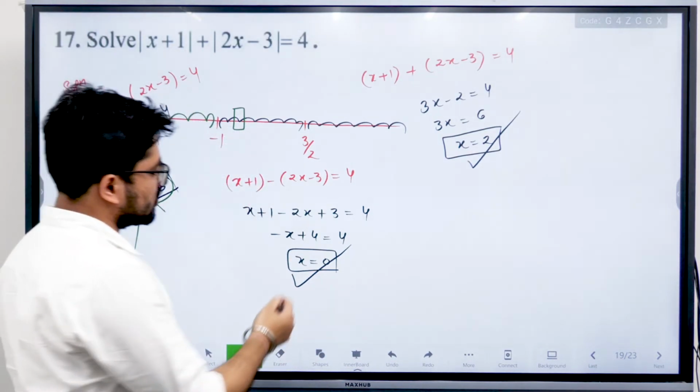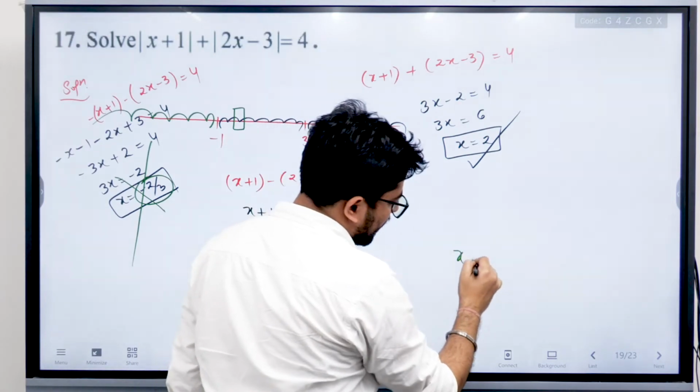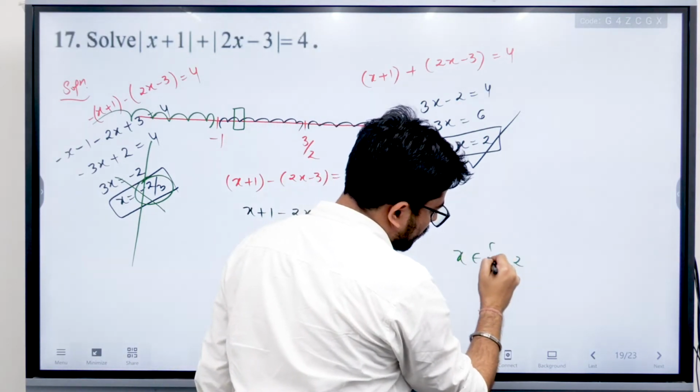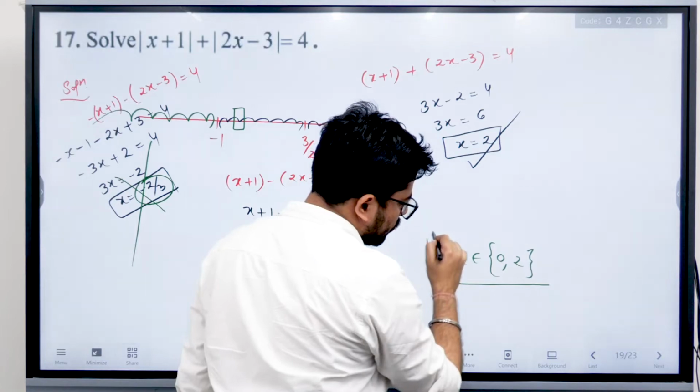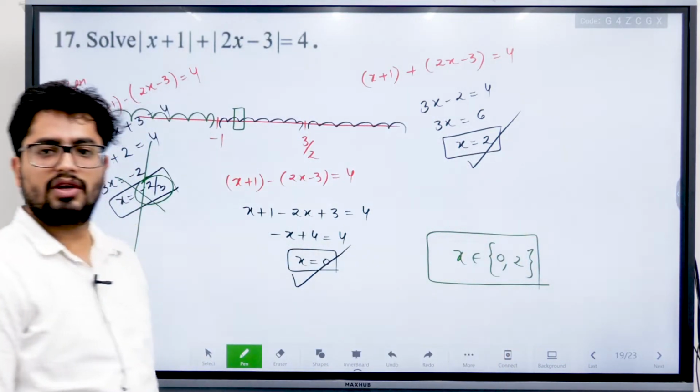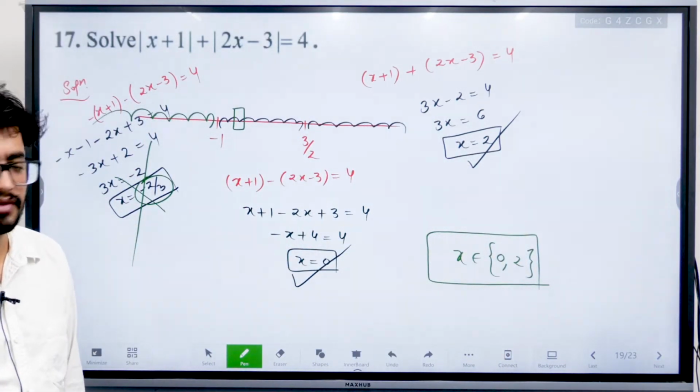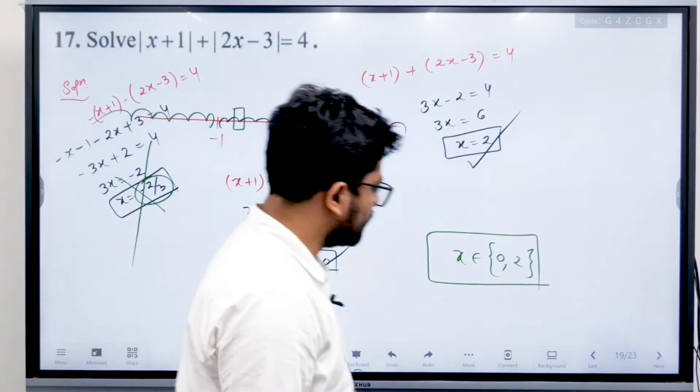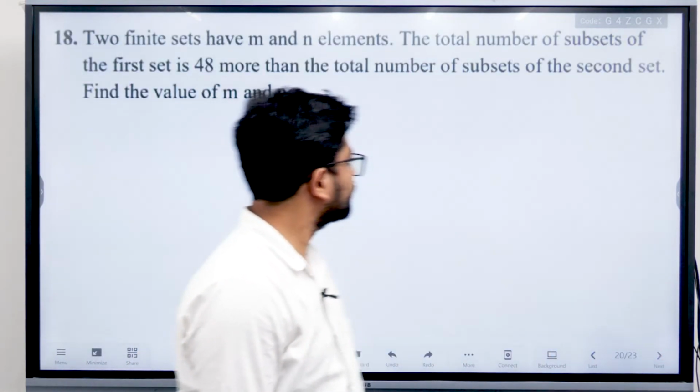So your final solutions are x is 0 and 2. So you can say x belongs to {0, 2}. You have only 2 elements in your solution set. So this is the answer. Now let's do the next one.